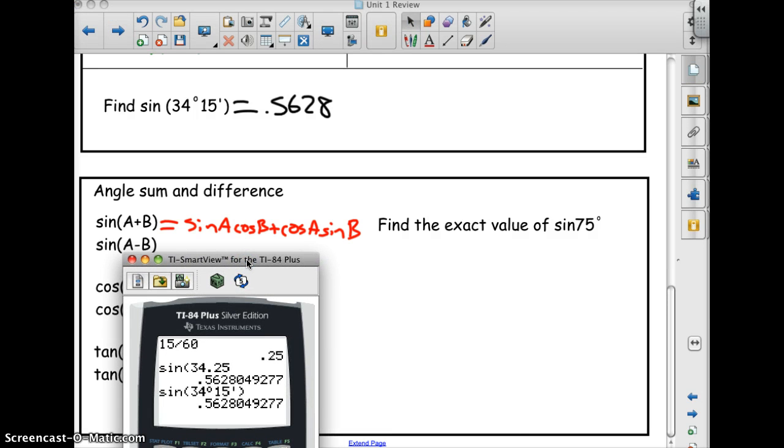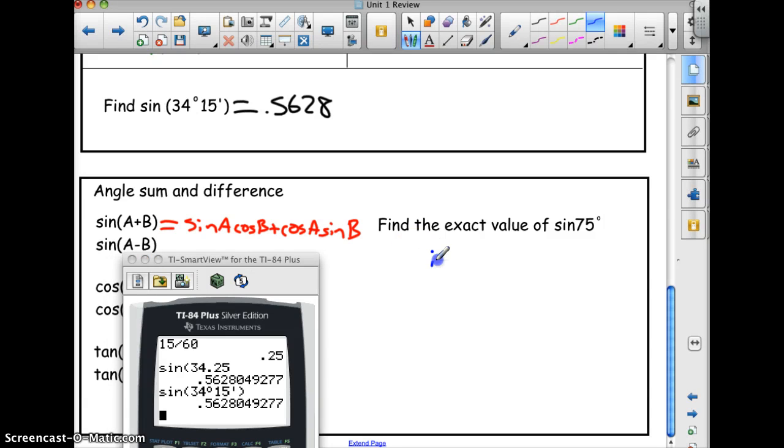Find the exact value of sine of 75. I'm actually doing the sine of 30 plus 45, which is going to be sine 30 times the cosine of 45 plus the cosine 30 times the sine of 45.